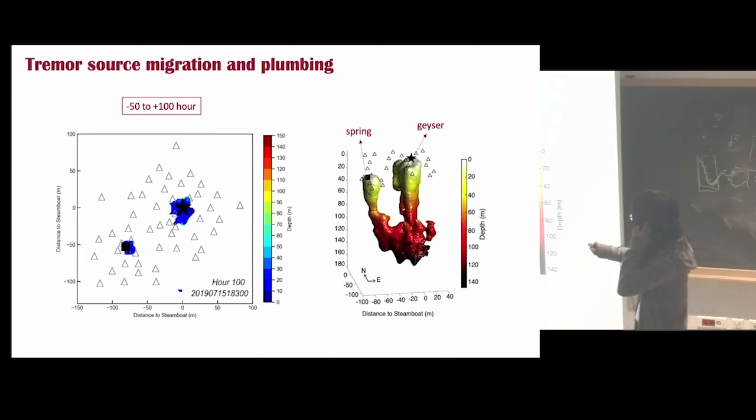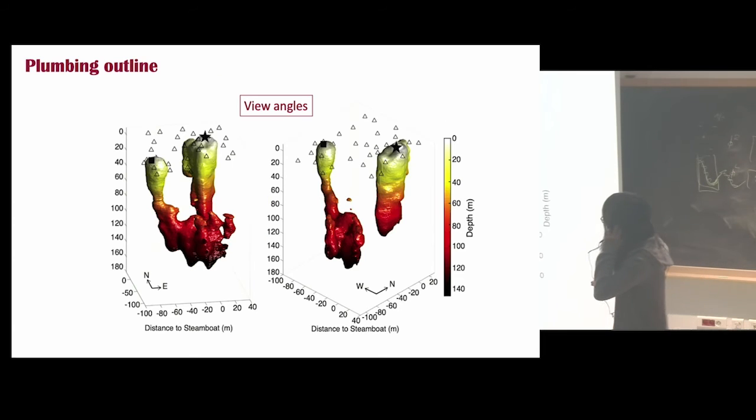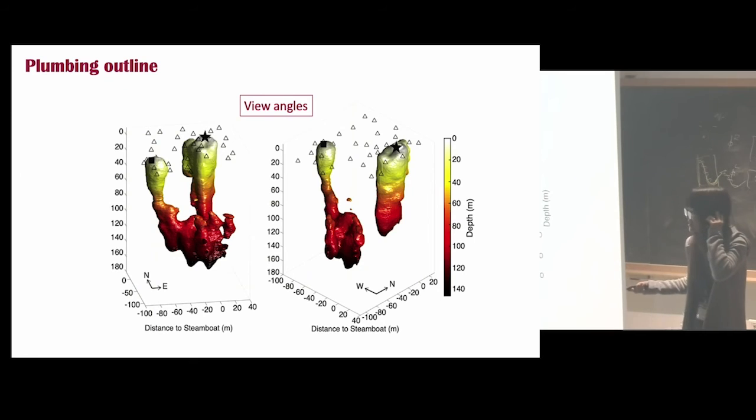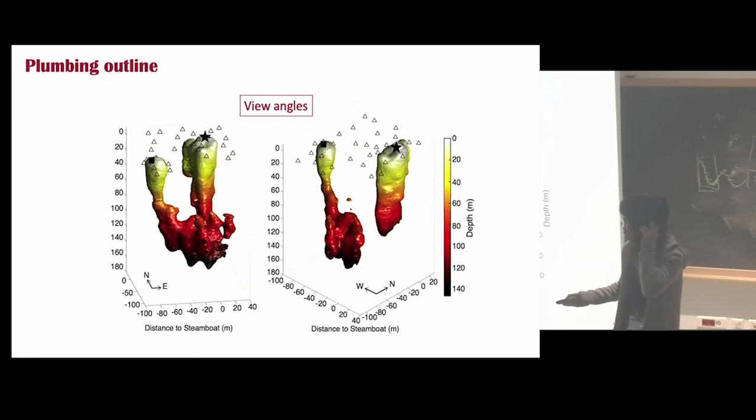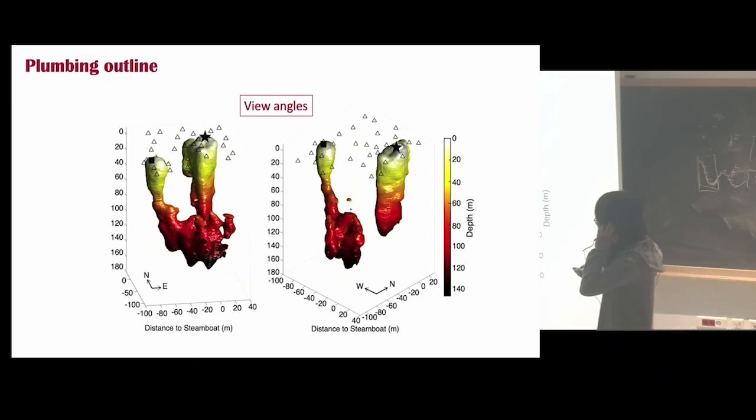For the geyser, it's more vertical, and for the spring, we see a narrower conduit, and laterally we see the lateral migration connected to a much larger volume down to 140 meters depth. And because we are wondering how they are connected, people think there might be a channel beneath that connects them, as they are 100 meters apart. But if we look at different view angles, at least there's no clear connection. There's no clear seismically active area within the connection that would be like a channel.